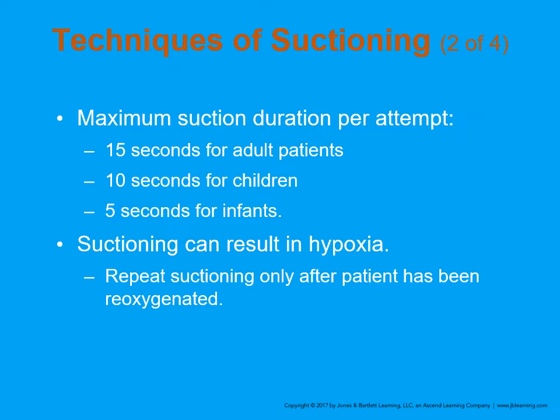Never suction the mouth or nose for more than 15 seconds at one time for adult patients, 10 seconds for children, and 5 seconds for infants. Suctioning can result in hypoxia, so rinse the catheter and tubing with water to prevent clogging, and repeat suctioning only after the patient has been adequately ventilated and reoxygenated. Do not touch the back of the airway with a suction catheter. This can activate the gag reflex.